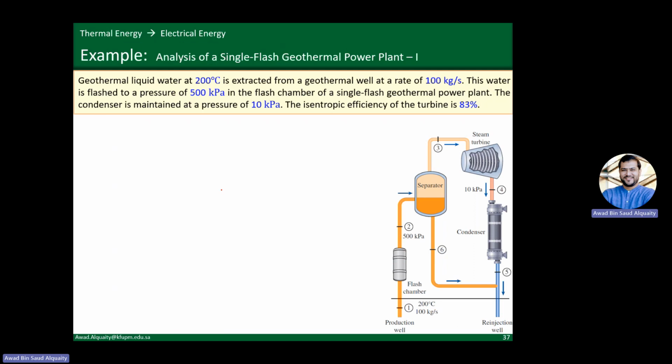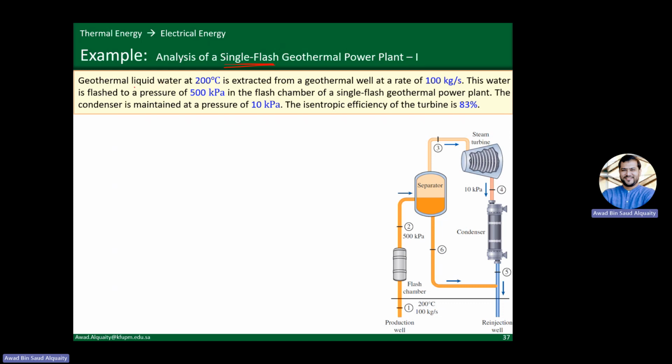Now let's solve a couple of problems to understand the typical numbers associated with the geothermal resource in terms of efficiencies, in terms of temperatures, and so on. Okay, so let's see what we have here. The first one is the analysis of a single flash geothermal power plant. This is the first example we will look at.